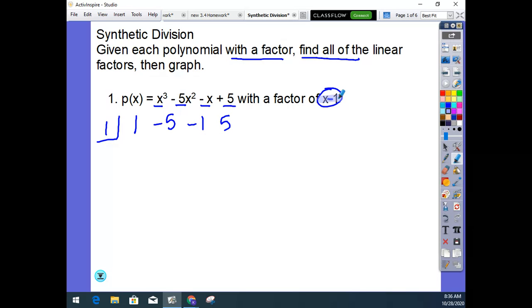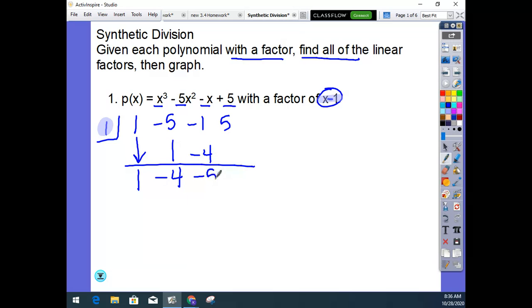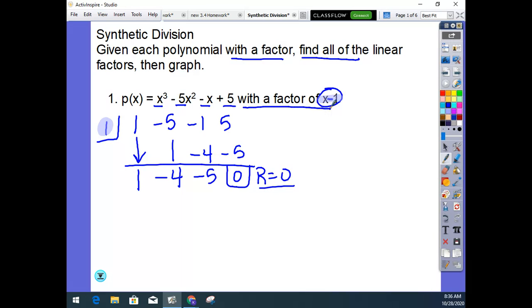The only time we do the opposite is the number in the corner, because we are taking it away from the x here. All right, then we drop down the first coefficient and we multiply, add, multiply, add, multiply, add, and the last number is the remainder. Because the remainder is 0, that's showing us that x minus 1 is a factor.